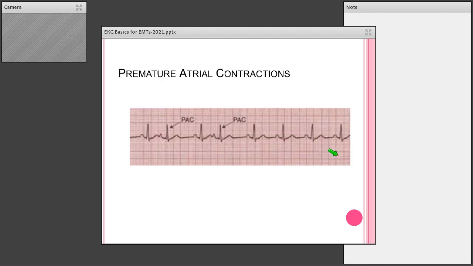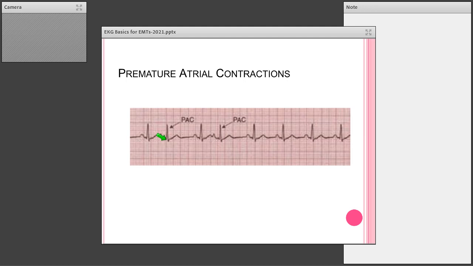All right, so this one has some abnormalities in it. If we look at the P waves, there's a P wave here, and a P wave here, and a P wave here, and a P wave here. These two look like they're coming a little bit earlier, and their P waves aren't there. So we're going to call this premature atrial contractions.